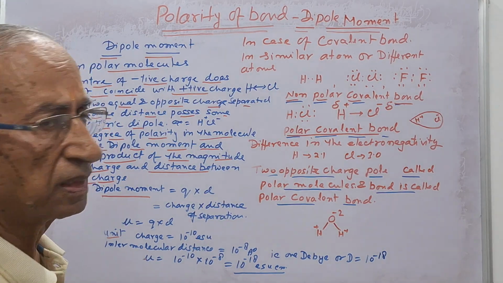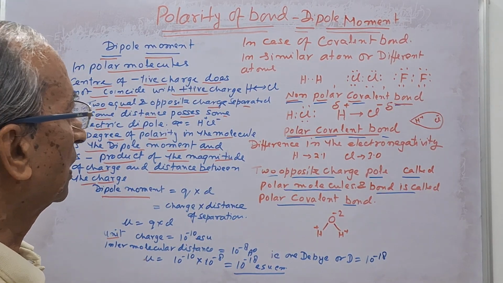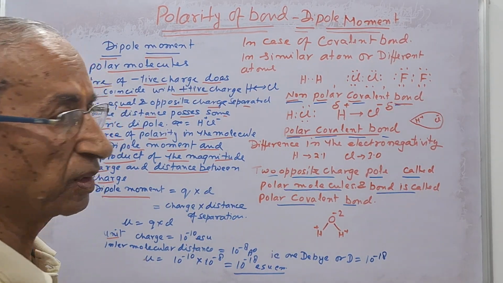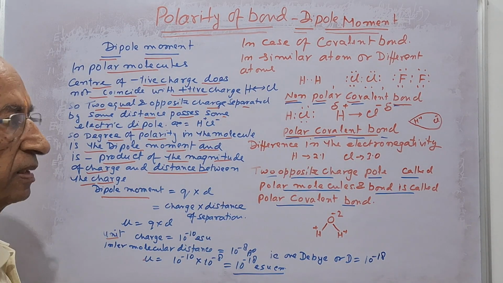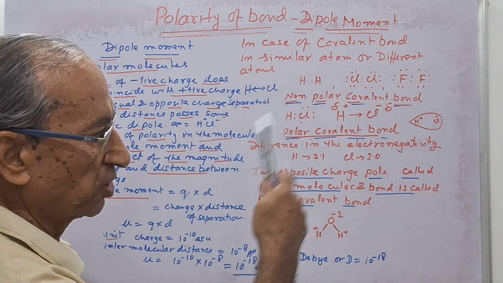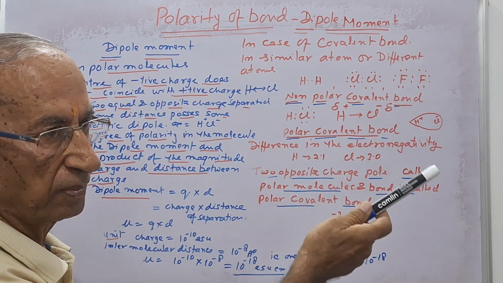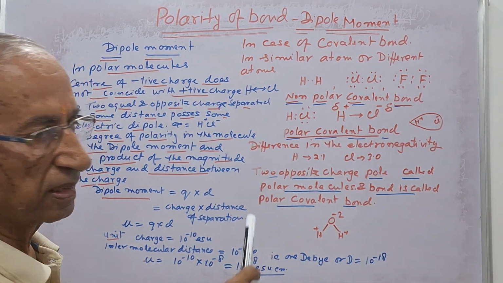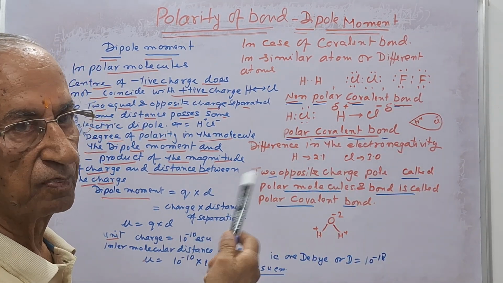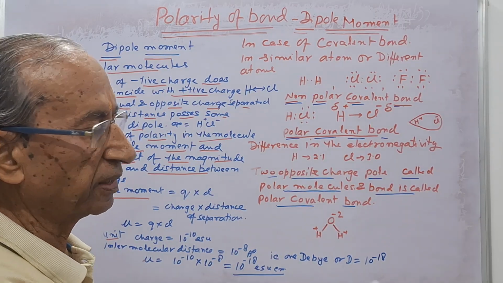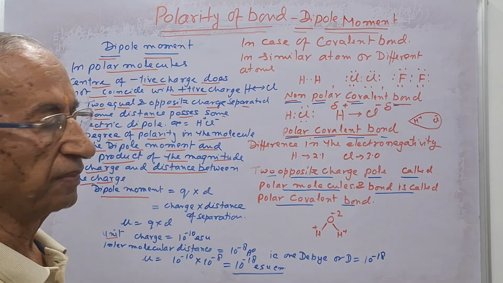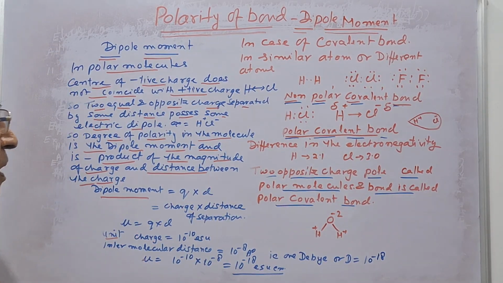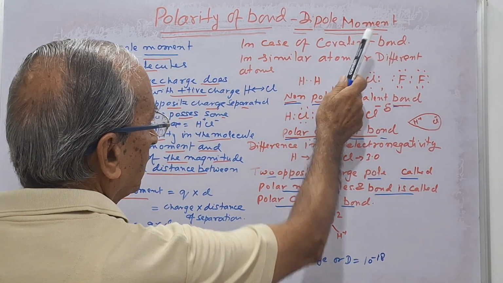See, in the case of the electrovalent and the covalent bond. In the case of the electrovalent bond, there is transfer of the electrons from metal to the non-metal. Metals lose the electron, they become positive charge, and the non-metals gain the electron and become negative charge. But what happens in the case of the covalent bond?